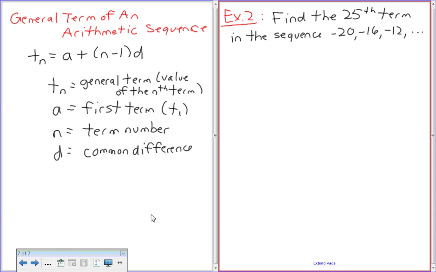All right, Kirsten. How do I know this is an arithmetic sequence and I can use my arithmetic equations here? Yeah, it goes by the same number each time.